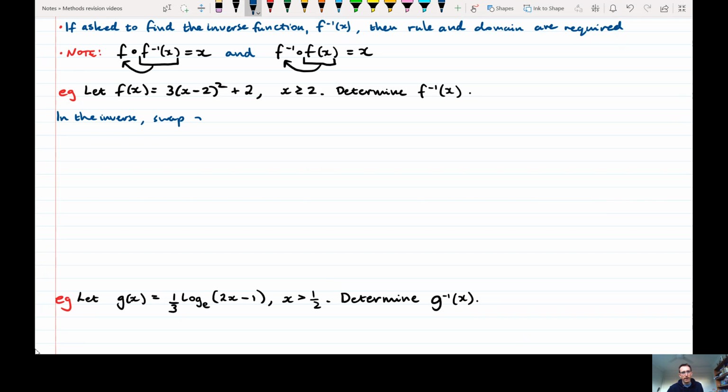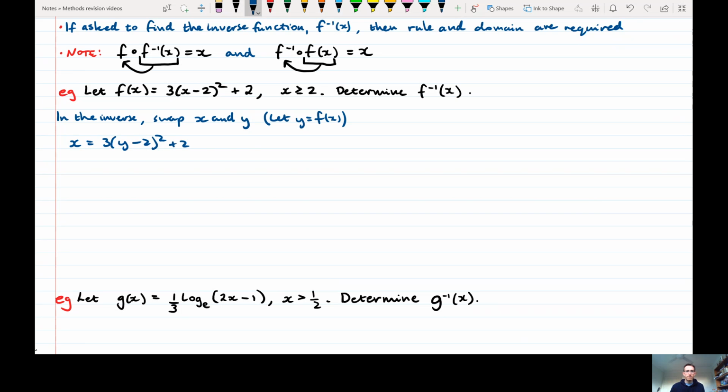Swap x and y. That's after I'm going to let y equal f of x, because I don't want to have f of x floating around. It's much easier to have y in there. So I would normally make that y now, so y equals, and then I'm going to swap the x and the y values. So you're going to have x equals 3(y - 2)² + 2.